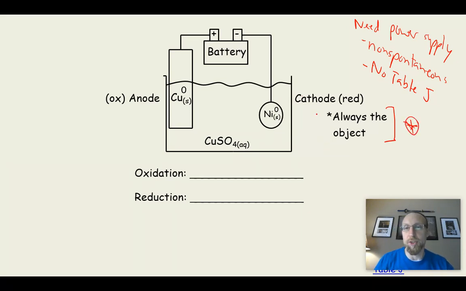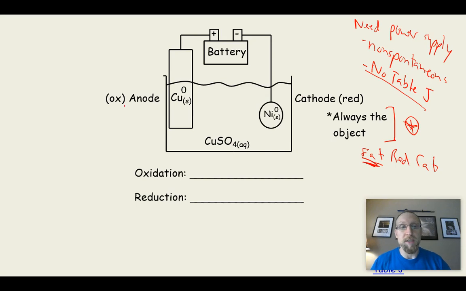So don't use table J. So no table J here. All you want to do is go by the diagram, whatever the object is. So it'd be a coin, sometimes it's a fork, a spoon, a ring, whatever. So the object is what you want to coat with the other metal, because remember, fat, red, cat, right? Whatever the cathode gets bigger. So why does it get bigger? Because you're coating it with the other metal. So that's why the object is always the cathode. That's what you want to coat with the other metal that's making up the anode.